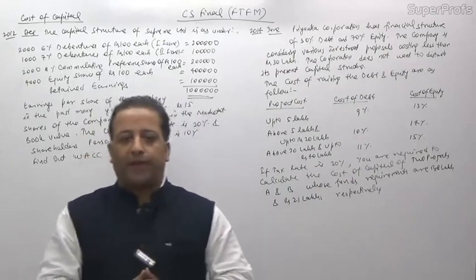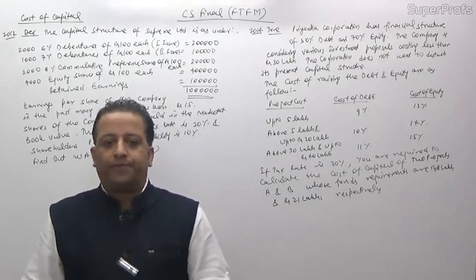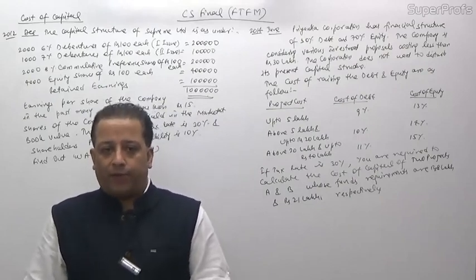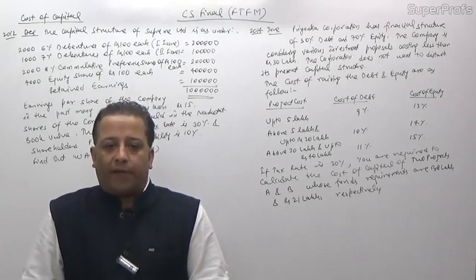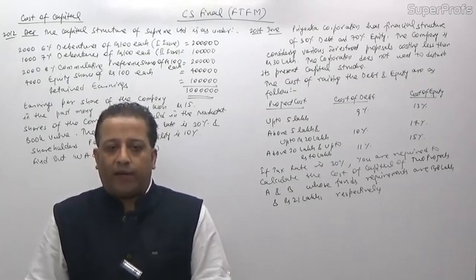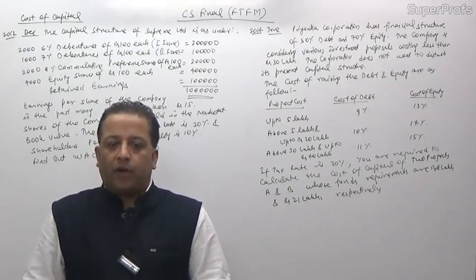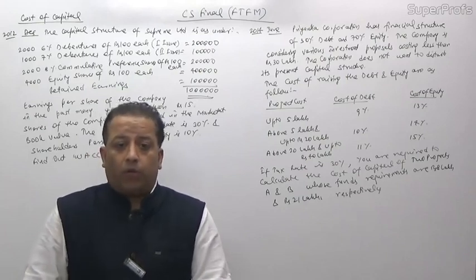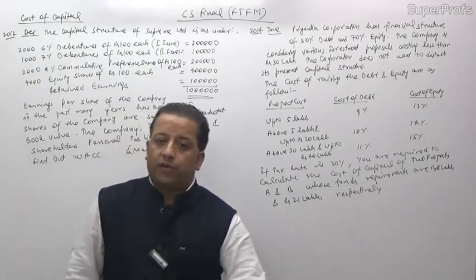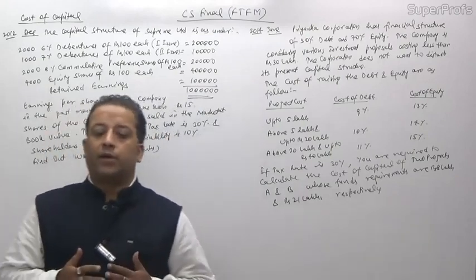FTFM CS Final. In the last class of FTFM, the cost of capital chapter, we discussed some questions on the basis of cost of capital, how to calculate weighted average cost of capital, and how to calculate the different components of cost of capital. Now we will continue with some further questions based on the cost of capital chapter.